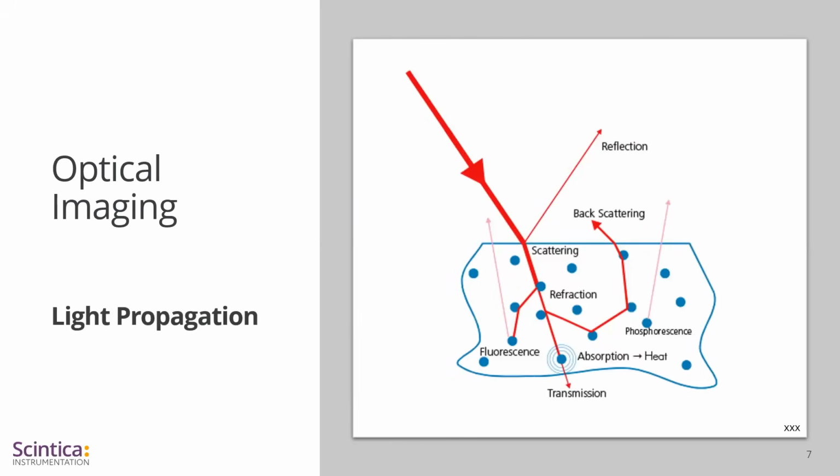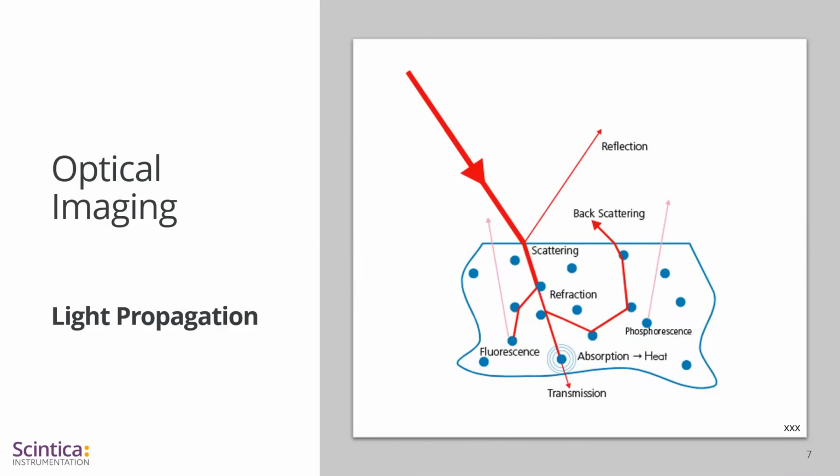This is mainly due to what happens to light when it travels through a medium. It will not just travel straight through and transmit to the other side. It can also reflect at the surface, scatter as it travels through, refract and backscatter, get absorbed by particles in the medium, turn into heat, or get absorbed by fluorophores in the medium and turn into emitted fluorescent light.